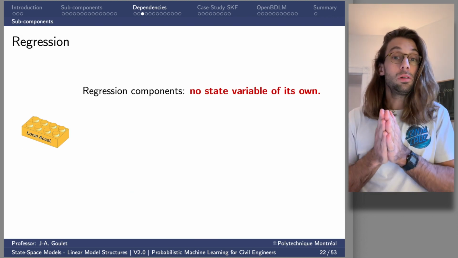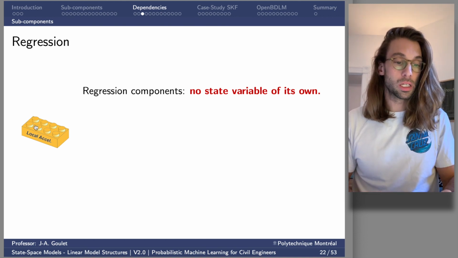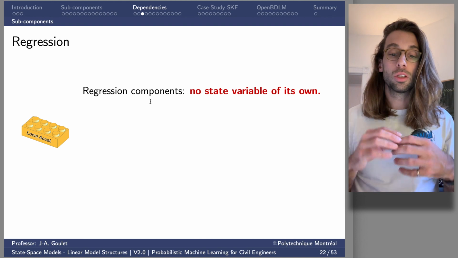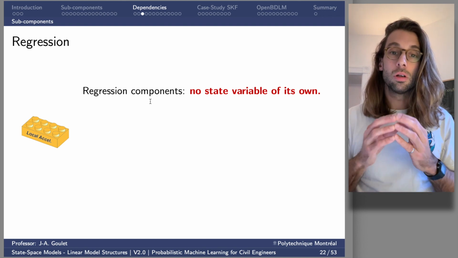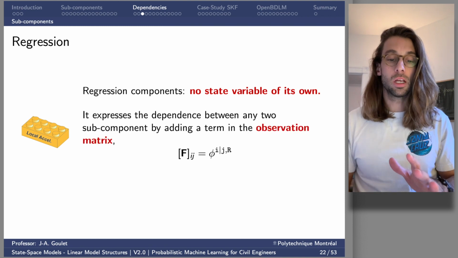Okay, and to do this, we need to introduce a new block. So here I have a problem. This is not the local acceleration block. It should be the regression block. So a little typo here with the block name. So local acceleration is the regression one. So the regression block won't have variable on its own. Okay, so no state variable on its own.